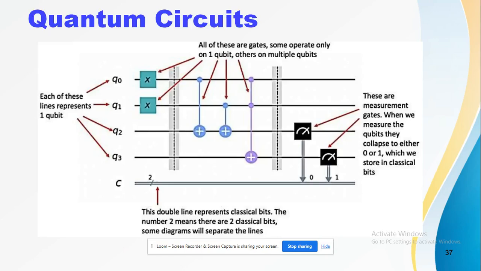Here is an example of quantum circuits. You can see here each of these represents a single qubit and all of this represents the gates. Some of the gates are with one qubit and the others are with multiple qubits. This double line represents the classical bit. The number 2 means there are two classical bits. And this shows the measurement gates. When we measure the qubits, they collapse to either 0 or 1, which is stored in the classical bits.